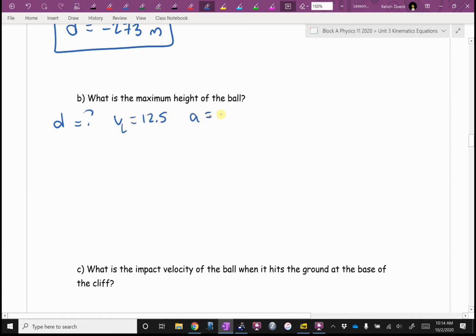And A is still negative 9.8. What else do I know? At the top for a split second, VF is 0. Or if I decided to start on the top and work my way down, VI would be 0, and I could work some magic there too. If I can start wherever I want, really. A problem, I'm looking for an equation that's got a D, a VI, an A, and a VF in it. There is one.